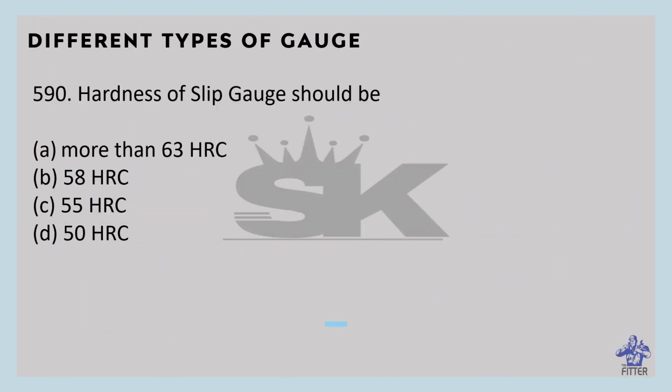Hardness of slip gauge should be more than 63 HRC. Slip gauges are used as standards for precision length measurement. They are made in sets and consist of a number of hardened blocks made of high grade steel having lower thermal expansion.